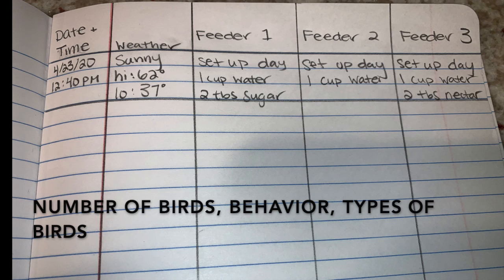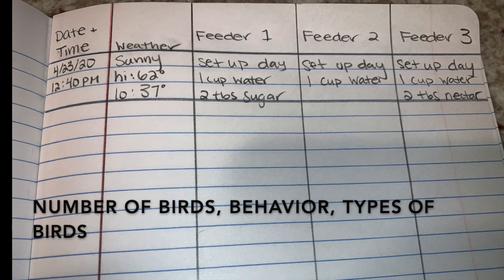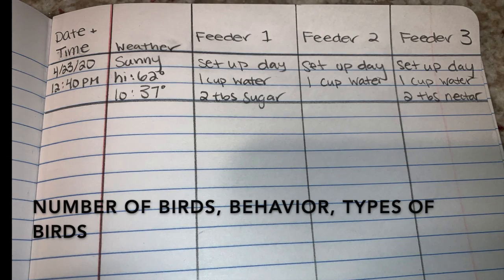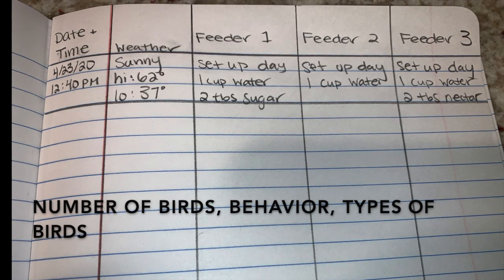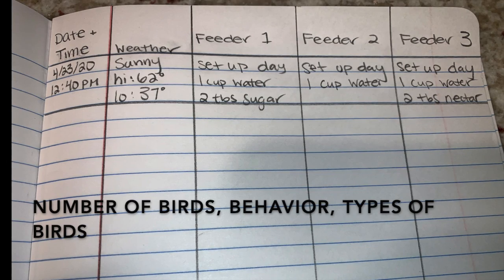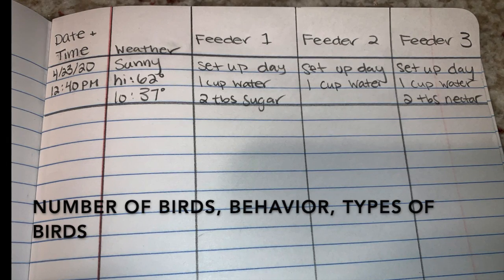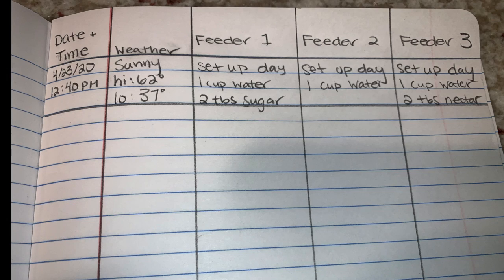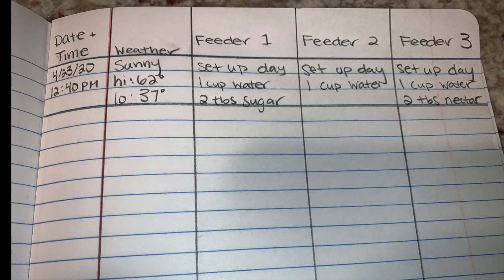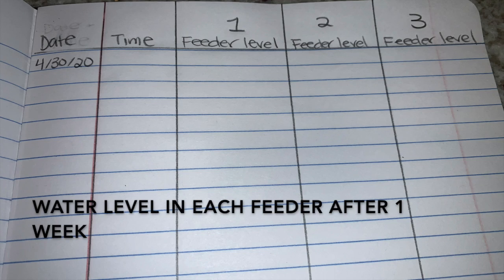When I record data, I made a data table in my notebook, and I recorded the first day with the date, time, weather, and what I did to each feeder. Next few days, I'm going to spend 10 minutes each day recording the number of birds, the behavior, and type of birds at each feeder. And I'll do that every day for a week.